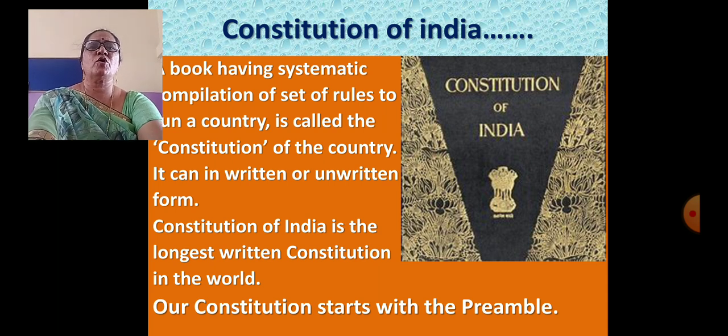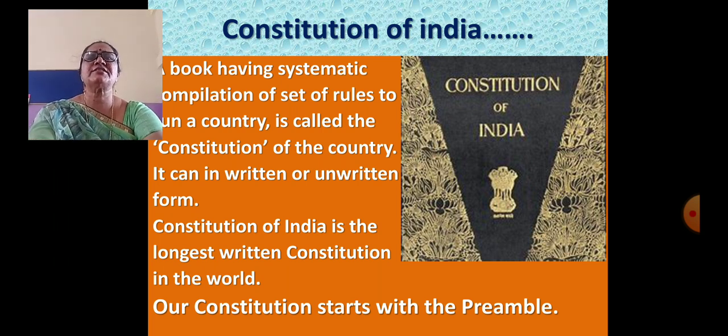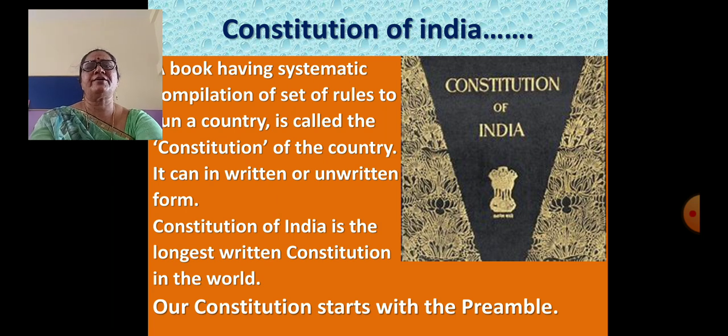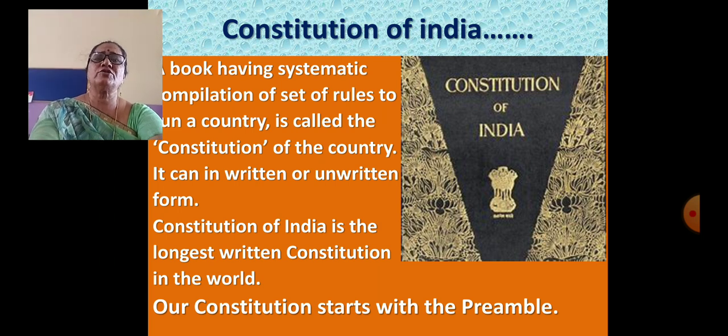Now, what is a constitution? Let us know. So, it is a book which has systematic compilation of sets of rules to run a country like India. And this set of rules, the book having this set of rules is known as the Constitution. Now, a constitution of any country, not only our country but any country, can be in written or in unwritten form. One peculiarity about the constitution of our country is that its speciality is that the constitution of our country, India, is the longest ever written constitution in the world.